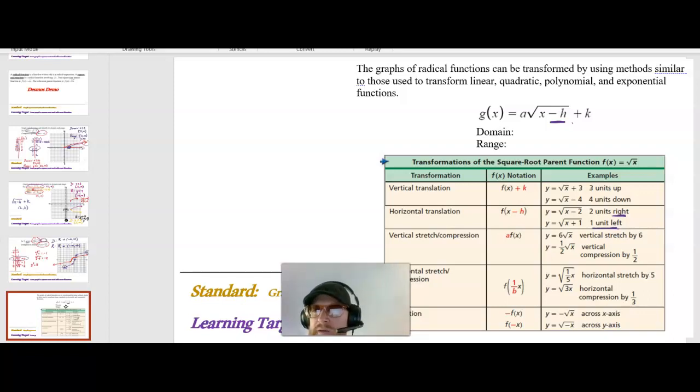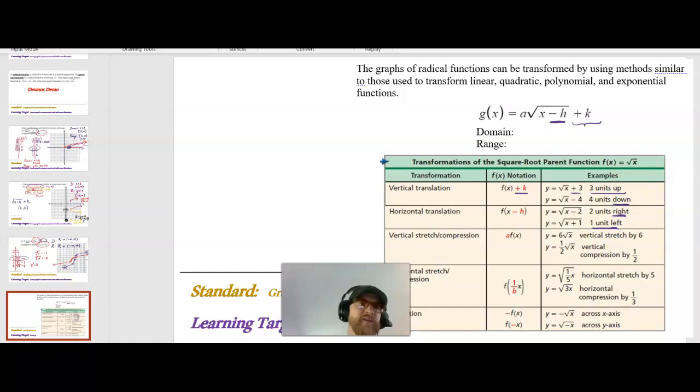Okay, k on the outside behaves more intuitively. When you add 3 on the outside of any function, that's going to shift you up. And when you subtract 4 on the outside, that's going to shift you down. So k is the easiest and most basic of transformations. Vertical translation or shift up or down. All right, inside the function, you have a horizontal, meaning left or right, shift. And then a on the outside.